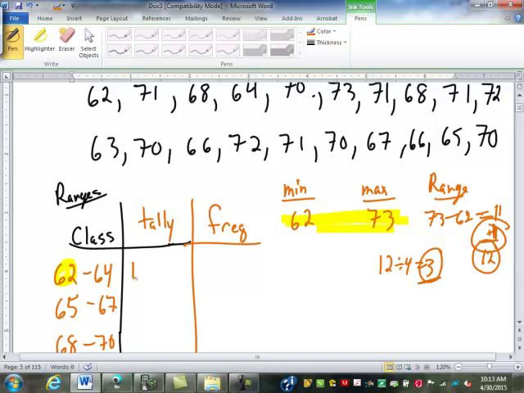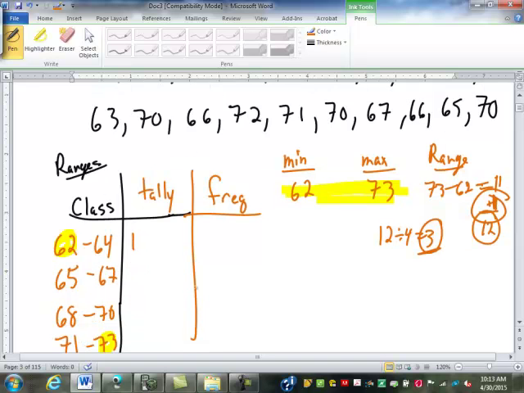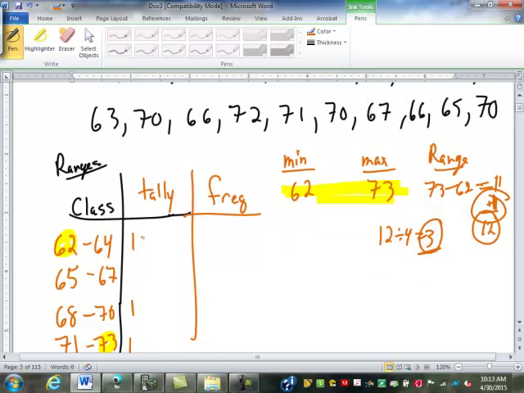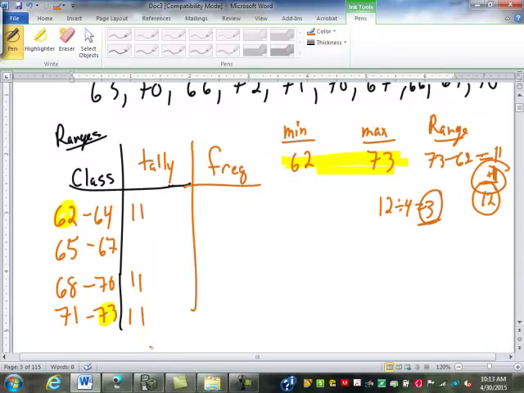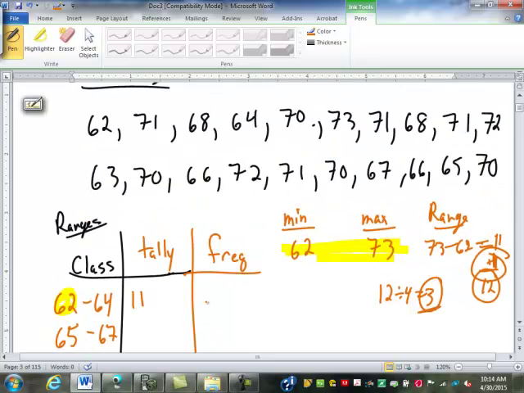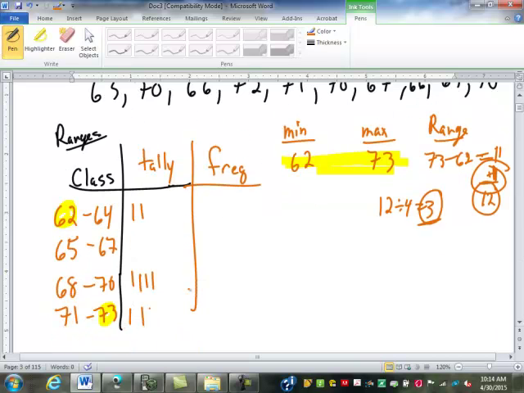We got 62, 71, 68, 64, 70, 73, 71, 68, 71, 72. Oops, did I put the 71 in the wrong spot? I did put the 71 in the wrong spot, didn't I? I already screwed up, didn't I? Yeah. Well, let's go back and do it the other way.